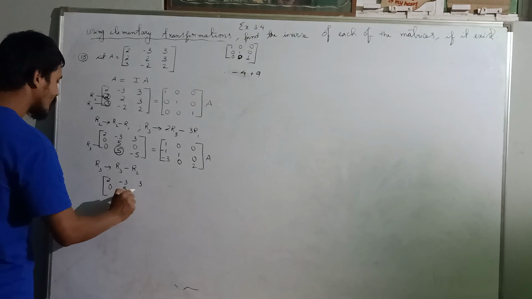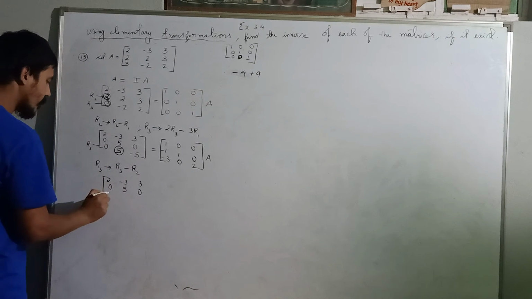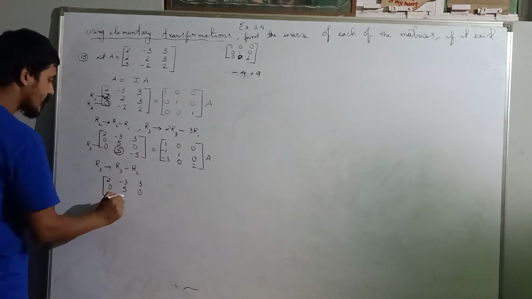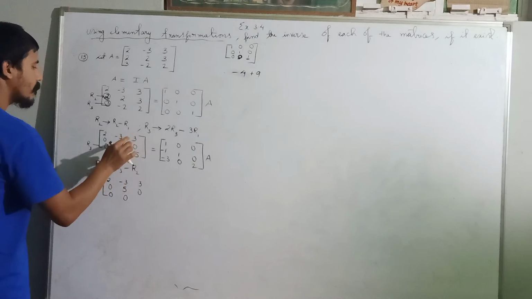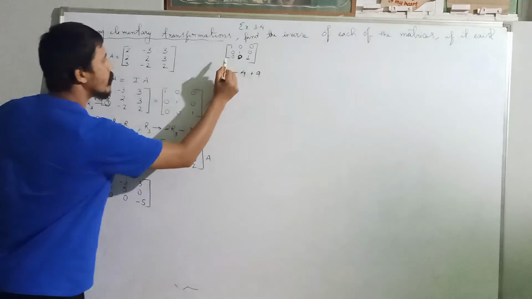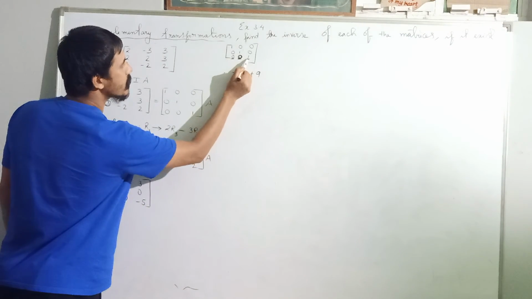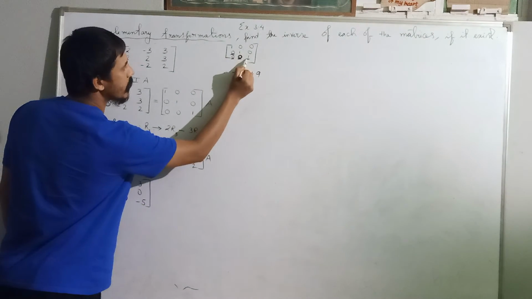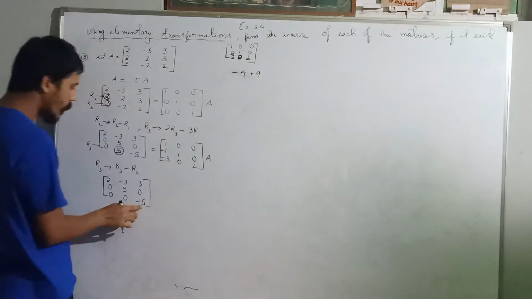0, 5, 0. 0 minus 0, 0. 5 minus 5, 0. Minus 5 minus 0, minus 5. It will be fulfilled.